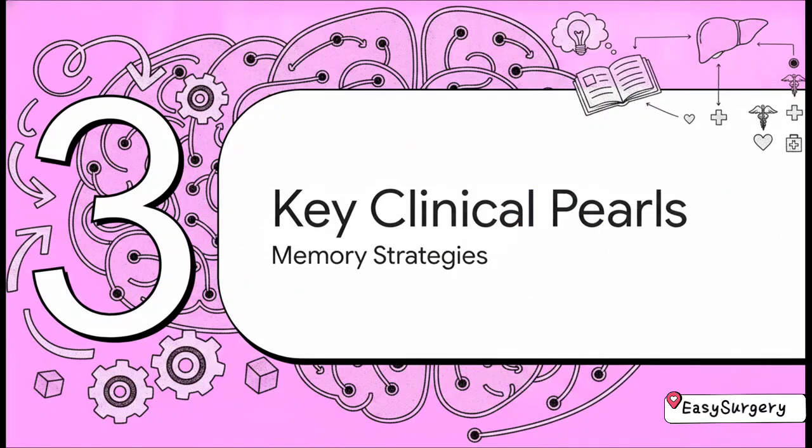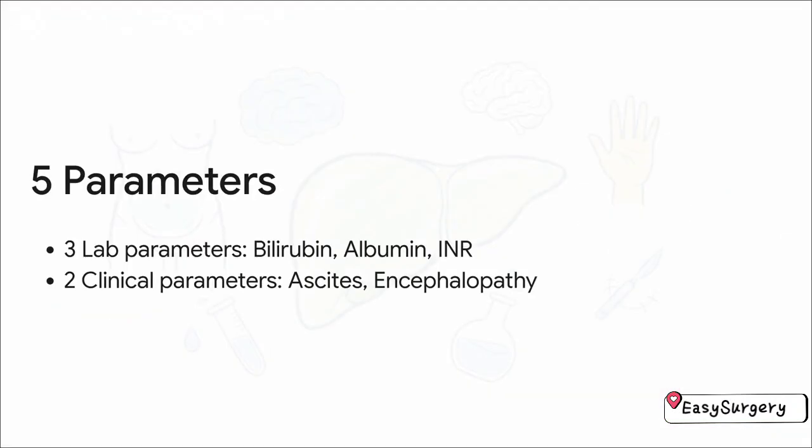All right, Section 3, Key Clinical Pearls. I want to share a little insider secret that'll help you chunk this information so you literally never forget it on rounds. The absolute best way to remember the 5 parameters is to visually and conceptually separate them into 2 distinct buckets. Don't just look at it as a random list of 5 things. Think of it as a 3+2 breakdown.